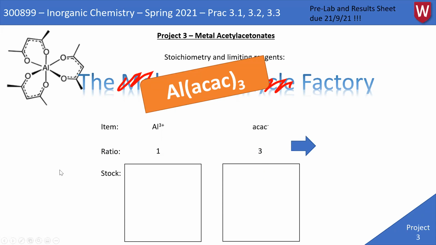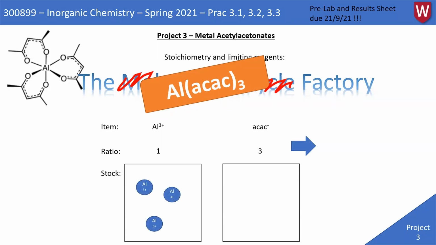Cameron, you could make a unicycle. We could make a unicycle, but it's a molecular bicycle factory, not the molecular unicycle factory. We're only interested in bicycles. Similarly, we're only interested in aluminium ACAC3. We're not interested in aluminium ACAC2 or 1. We're only making one product here.